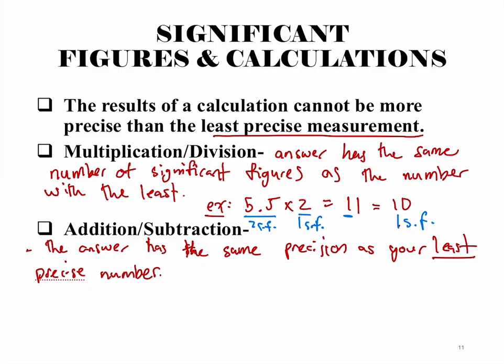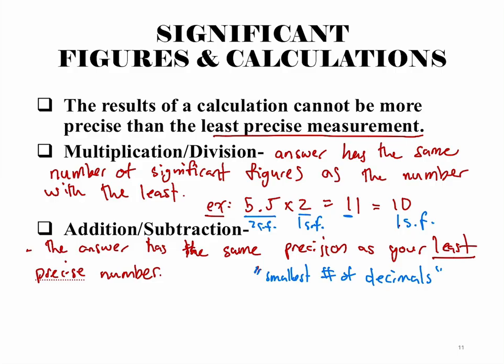Another way of phrasing this is, the smallest number of decimals. Not all numbers have decimals, but whichever number is your least precise number, that's how precise your answer is going to be. And this is usually easier to see when you add things up on top of each other by lining up the decimal place.